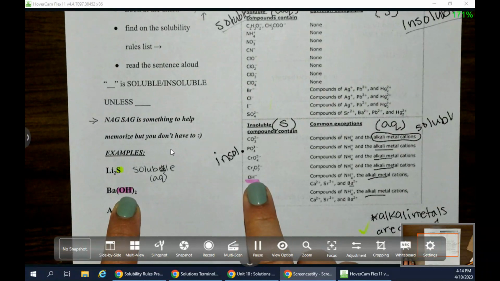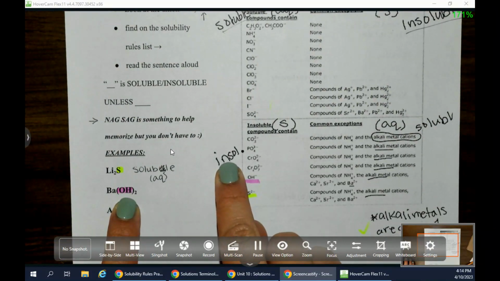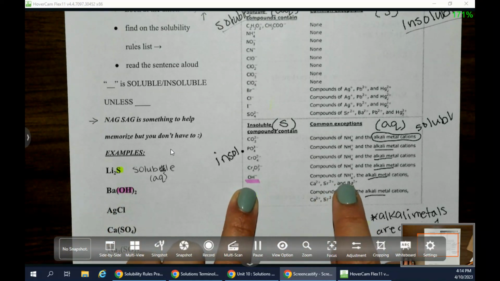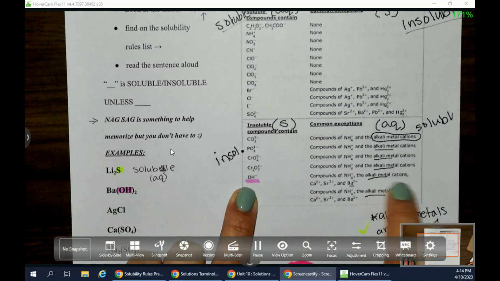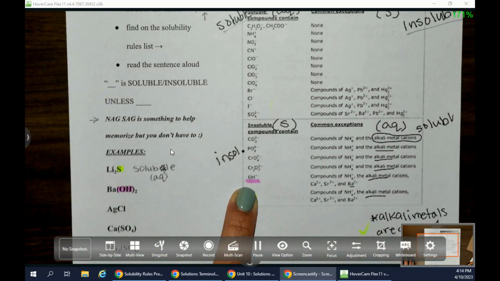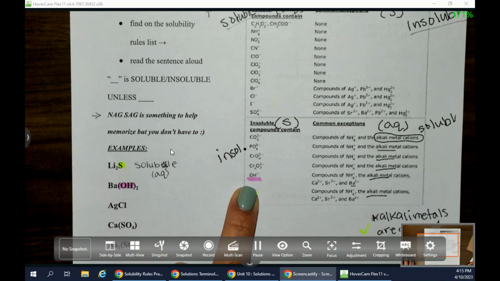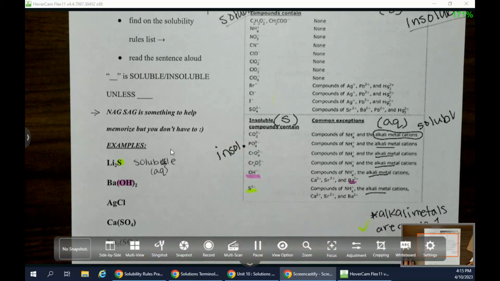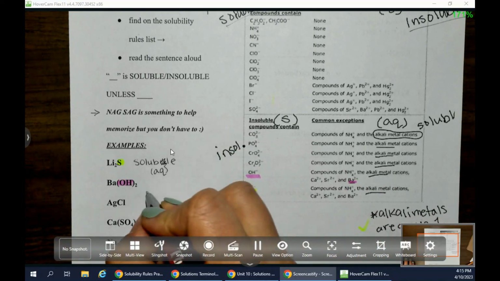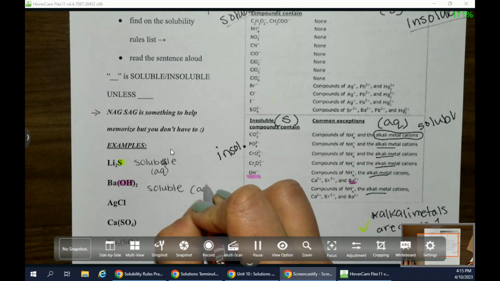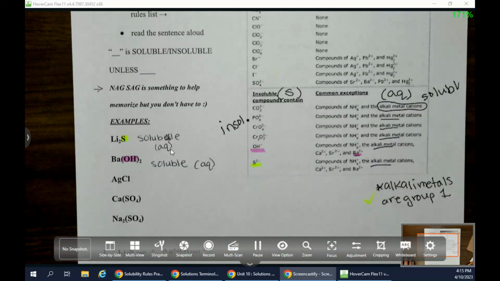So hydroxides are insoluble, meaning solid, unless it's with NH4, group 1, alkali metals, or calcium, strontium, barium. Is it with anybody in the exception list? Yes, it's with barium, right? So what does that mean the answer is then? It's soluble, which means it's aqueous. Okay?